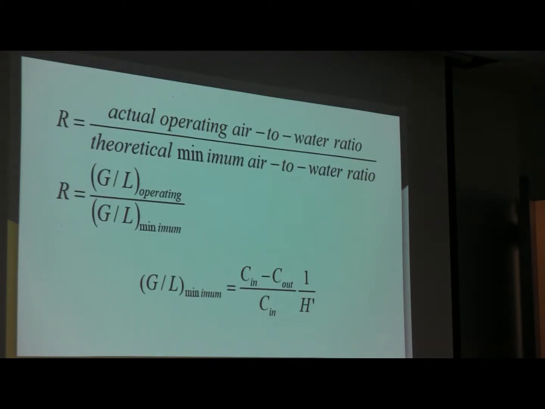So here is the stripper factor. On the top is the operating gas to liquid flow rate, and on the bottom is the theoretical minimum gas to liquid flow rate. It will basically be determined by Henry's constant. The higher the Henry's constant is, the lower the gas to liquid flow ratio we need, since the VOC has a pretty high possibility to vaporize. So we don't have to blow so much gas.